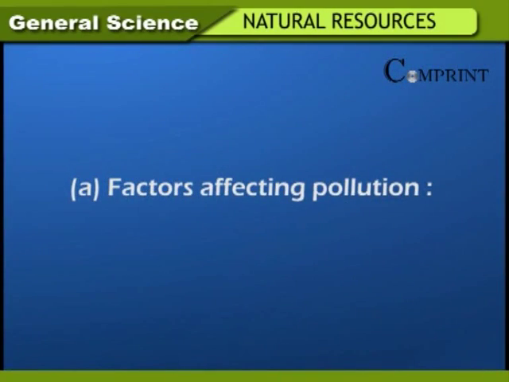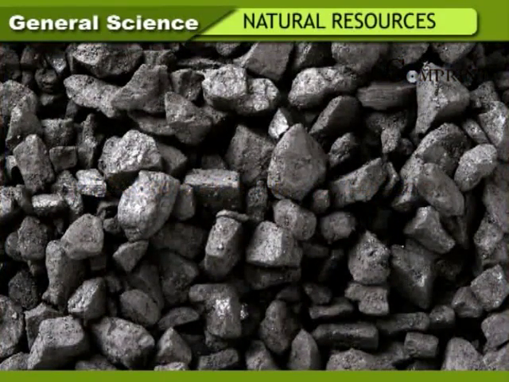Factors affecting pollution. 1. Carbon monoxide. Carbon monoxide is evolved if the fuel is not used completely. If there is sufficient supply of oxygen, carbon dioxide is evolved instead of carbon monoxide. Carbon monoxide is more harmful than carbon dioxide. This is emitted from electricity generating projects which depend on coal and when fuel in vehicles does not burn completely.